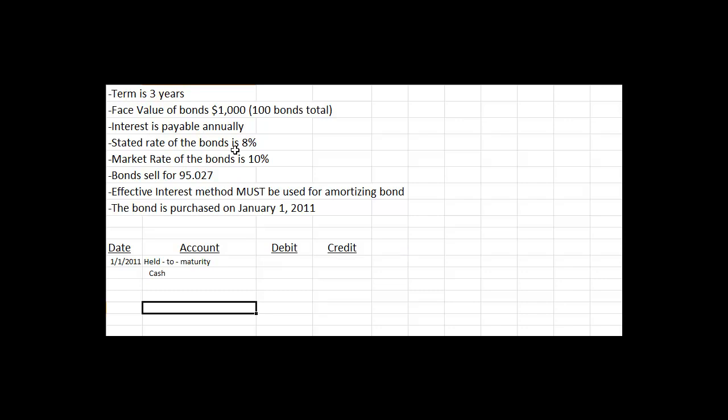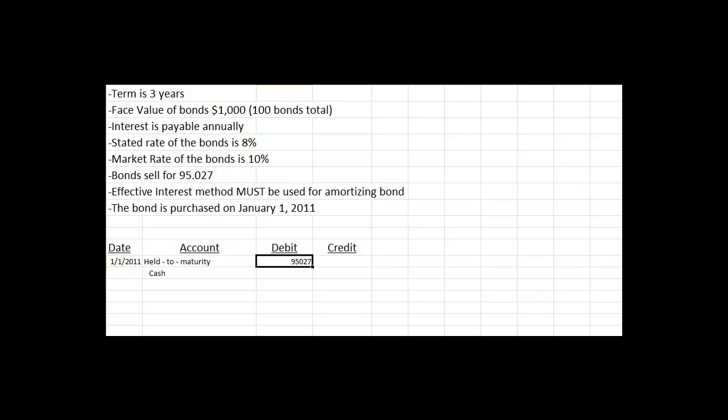Since we know that there's a stated interest rate of 8%, that's our contract rate or coupon rate, what we're going to be paying out each interest period, which is annually, is going to be 8% times the face amount of the bond, and the market rate is higher, so that tells us we're going to have a discount. So when we buy the investment, we're not going to have to pay the 100 bonds times $1,000, which would be $100,000. We're only going to have to pay 95.027%.